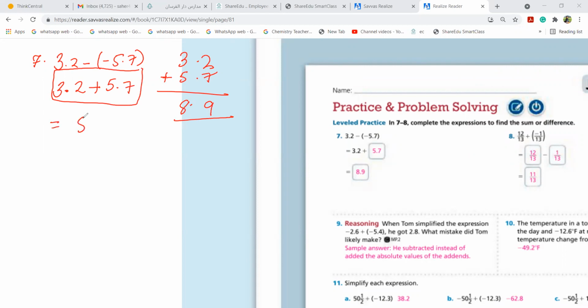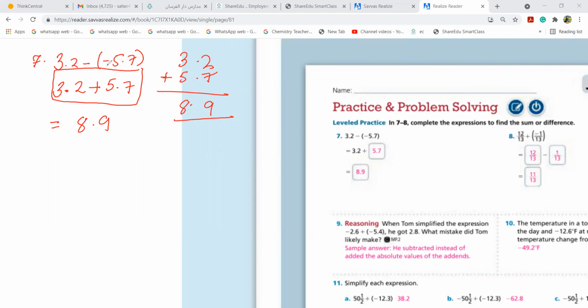So what do I get as the answer? 8.9. And of course positive, because 5.7 is positive here. Don't take the sign from the question, because this was a parenthesis question. Parenthesis question, you will solve and then you will have your own question. Okay? Be very, very careful in parenthesis. Never take the sign from the parenthesis.